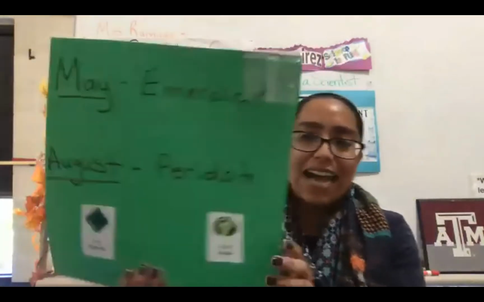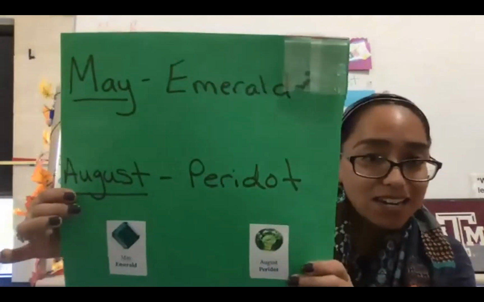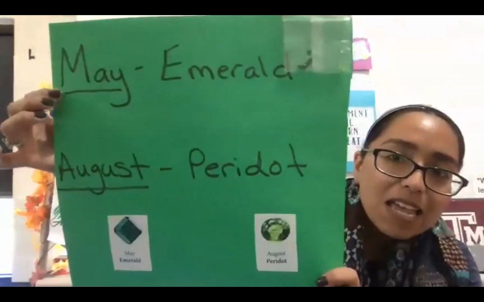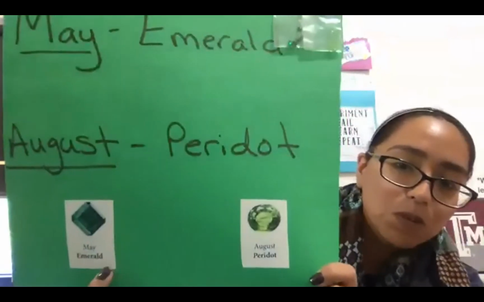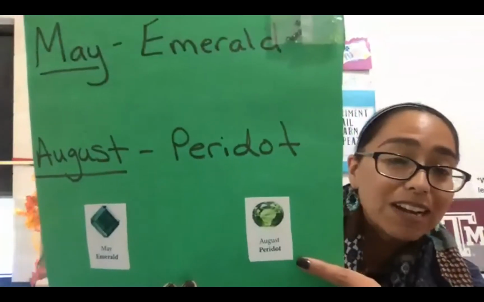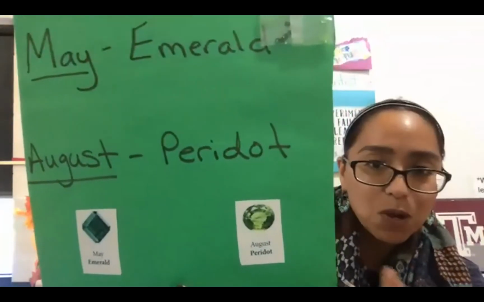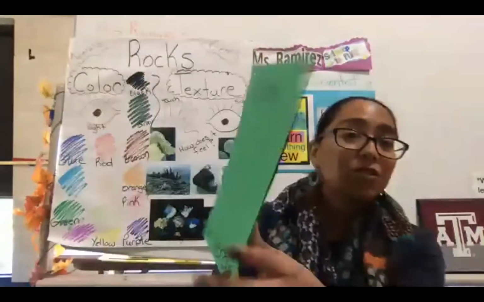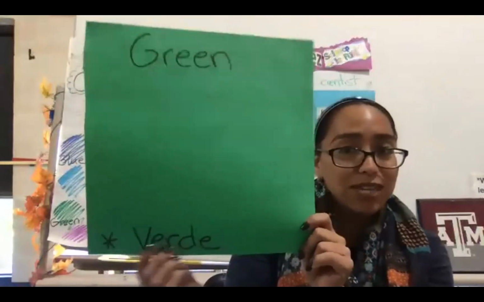Now let's look at May and August. If you were born in May and August, go ahead and raise your hands. If you were born in May, your birthstone is this dark red emerald. And if you were born in August, your birthstone is this beautiful light green peridot. So gemstones can be green.